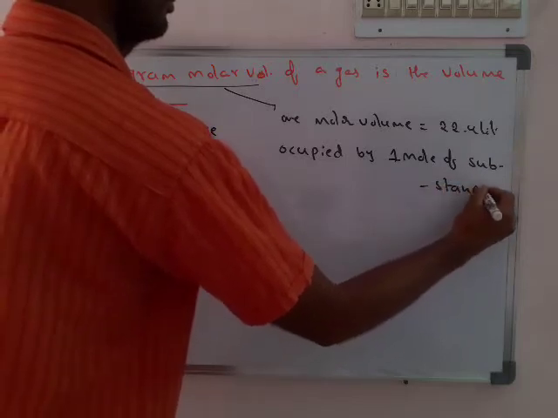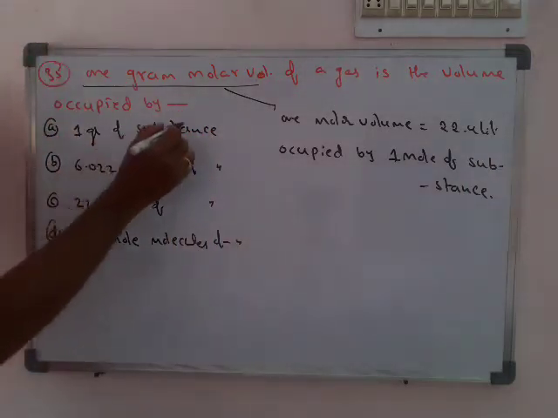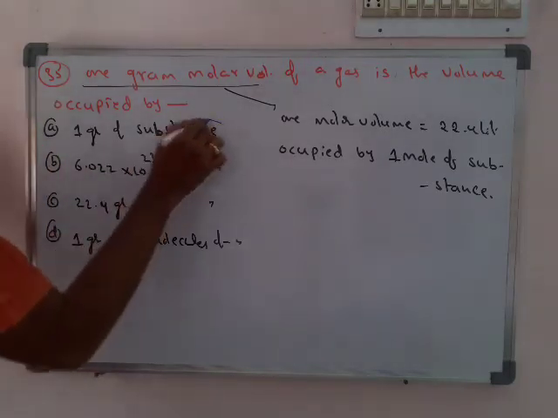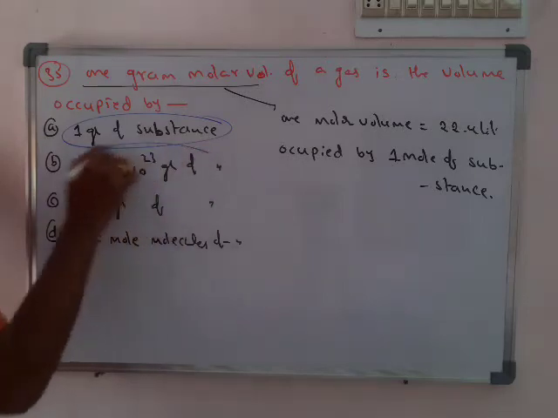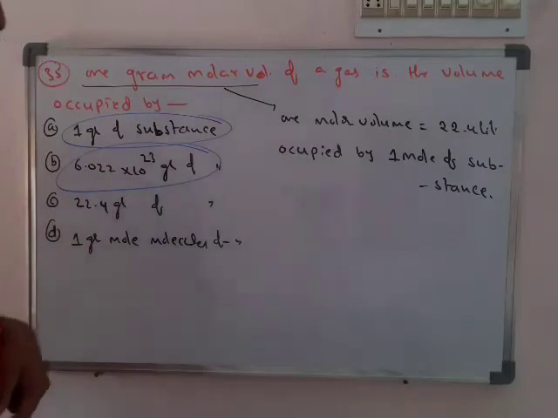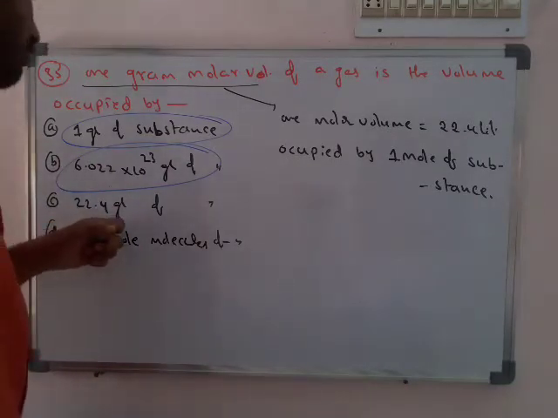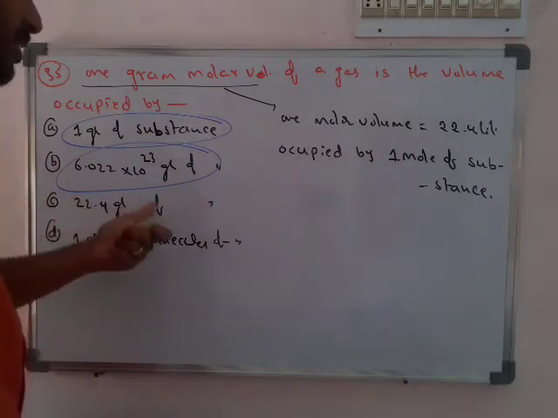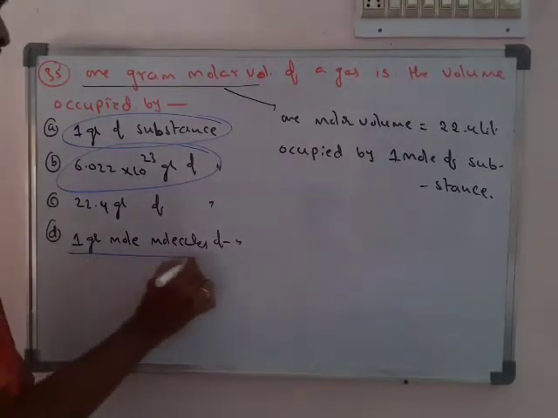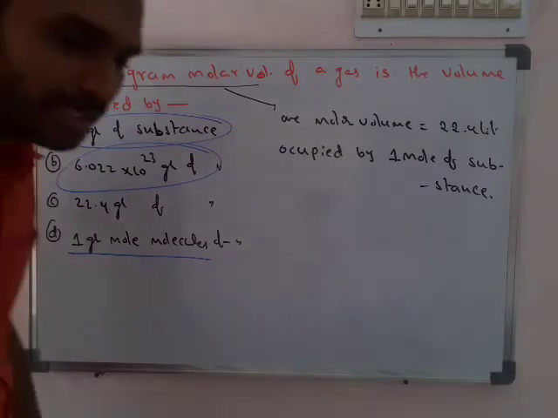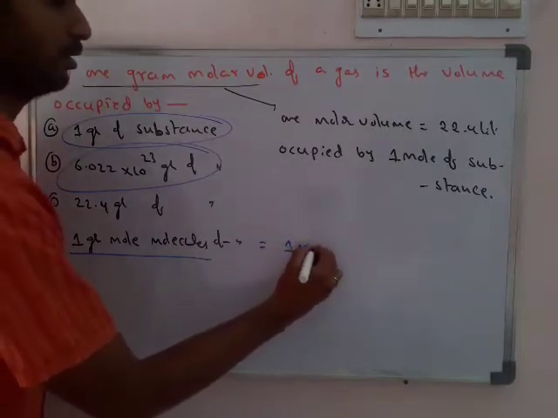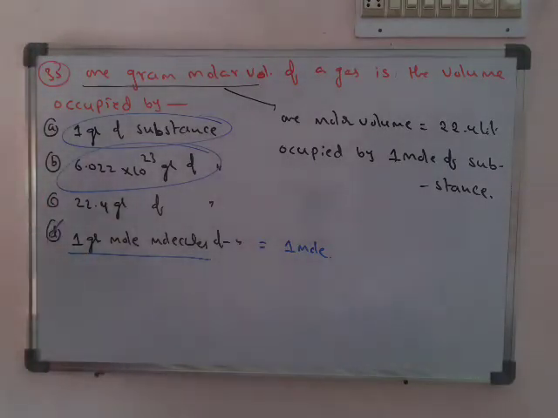1 mole of substance. Now check the options. 1 gram is not correct. 6.02 × 10^23 molecules may be correct, but it is given in terms of grams. 22.4 liters is correct, but it is given as 22.4 grams. Next, 1 gram mole molecules. 1 gram mole means nothing but 1 mole, so it is the correct one.